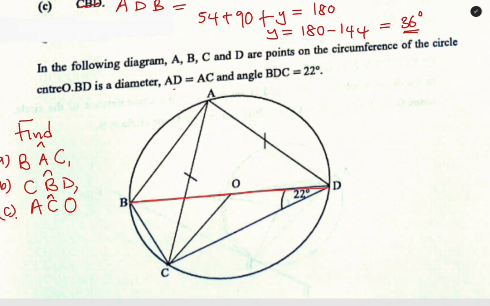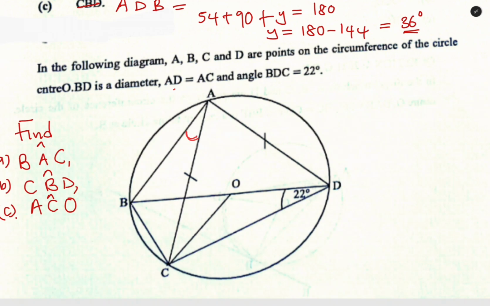And the angle BDC, which is this one, is equal to 22 degrees. What are the questions? Find BAC. So BAC, this angle here. Let us find this angle. Now, how do we find this angle? In this topic, there are properties that we apply, so make sure that you remember all the properties. It will be easy for you.